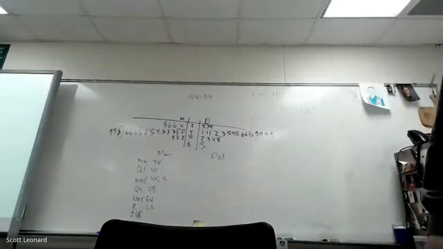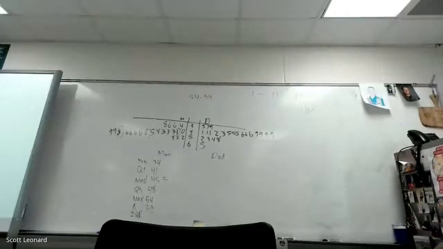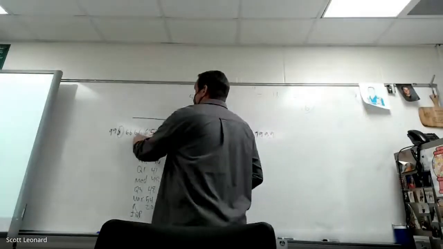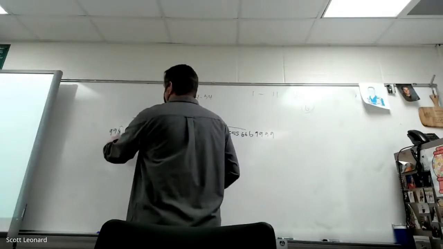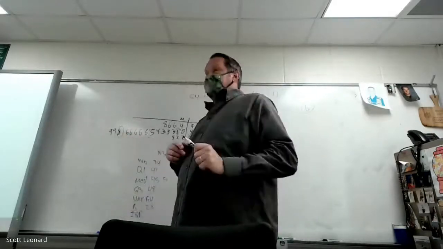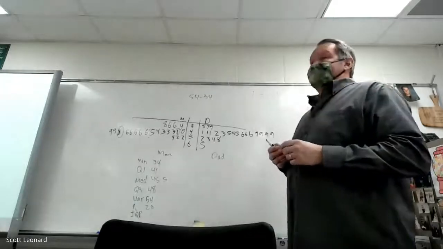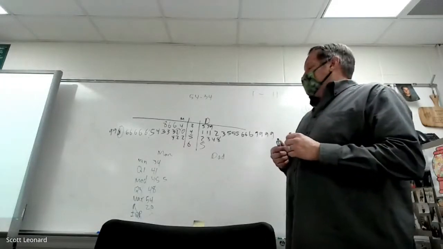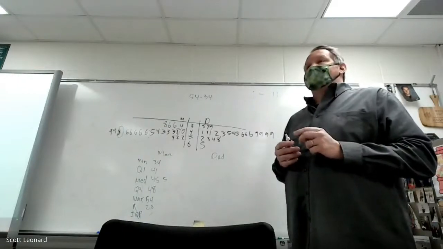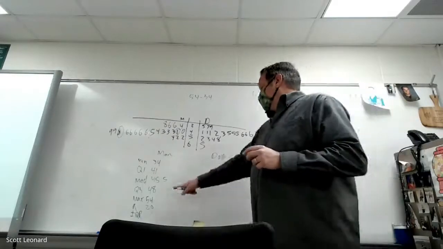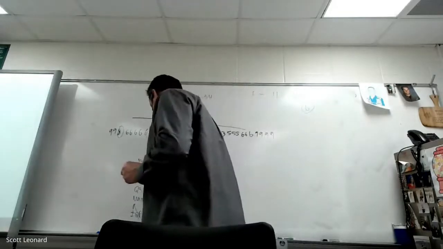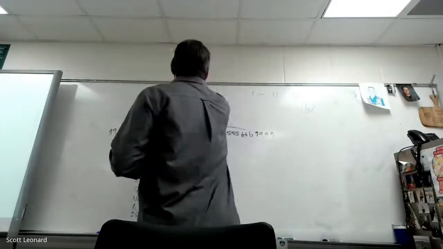I got 48, because I thought we crossed out a 46. We did, but we have 5 sixes. 1, 2, 3, 4, 5, and then there's the 8, and then 1, 2, 3, 4, 5 numbers after that. So there's 5 here and then 5 after. Okay, what is the IQR? What's the distance between the first and third quartiles? Q3 minus Q1? 7.